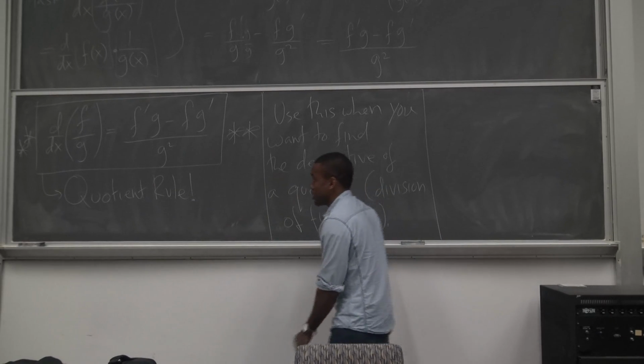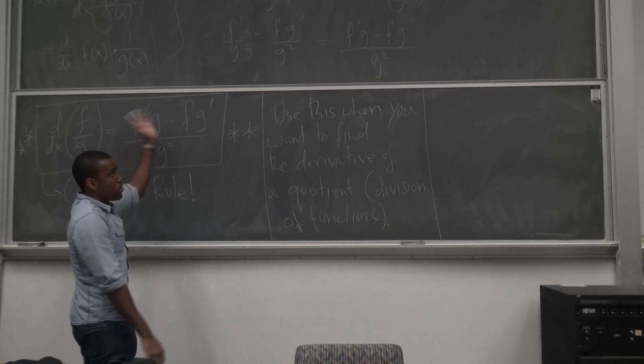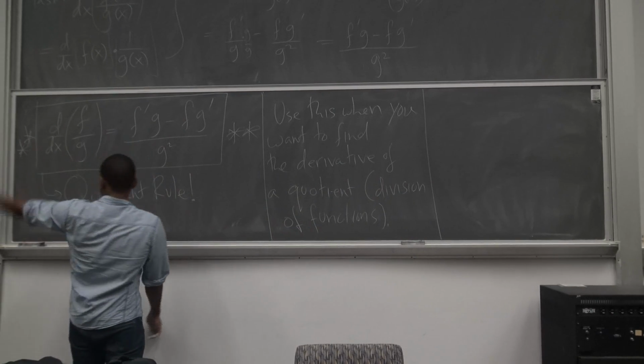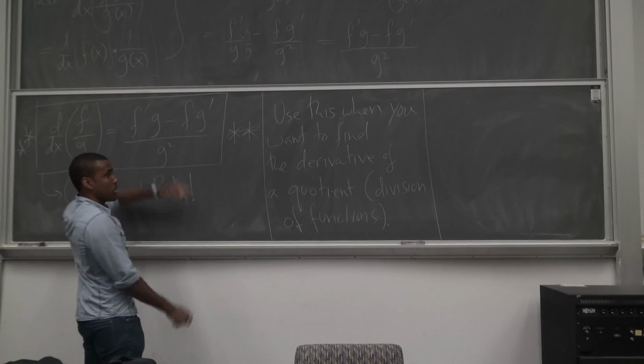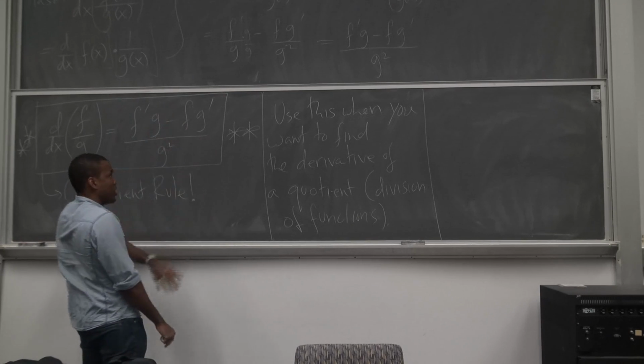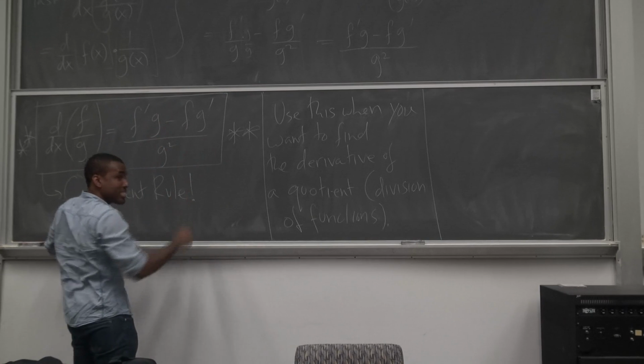Okay, this is called the quotient rule. Pretty much, for the last half hour I've been talking, the only thing you need to remember is what I put in the box: the product rule and the quotient rule. You can forget everything else. Make sure you know this.